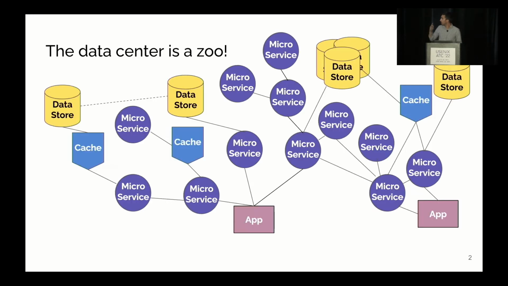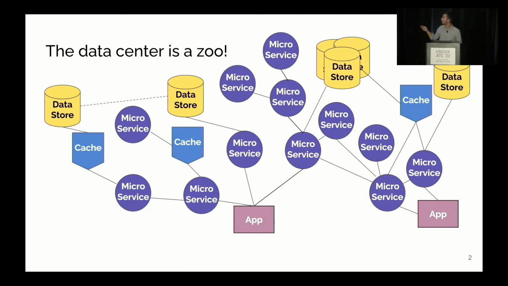Given that modern applications tend to follow a microservices-oriented architecture, that data center is pretty much a zoo, with many microservices all connected together in many intricate ways. And that's great, because at the end of the day, you get elasticity.